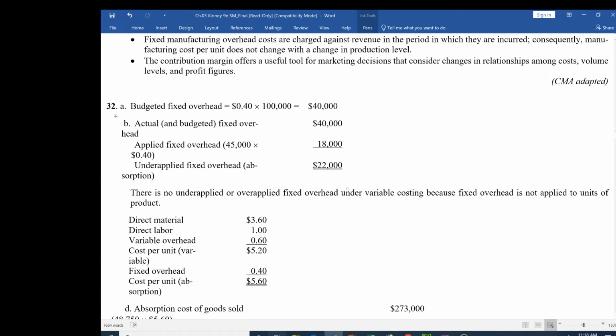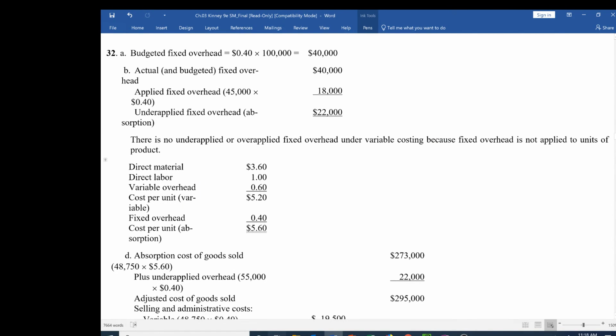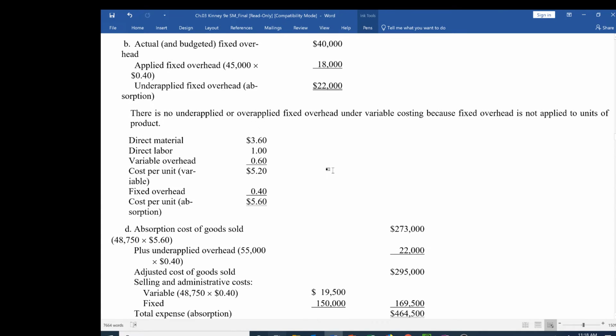The budgeted fixed overhead, they had to give you the 40 cents. Yes, they did. Okay. There is no under or over applied overhead under variable costing because fixed overhead is not applied to units of production. So there is no over or under applied under variable. But here we have your direct materials and labor and overhead. Cost per unit variable is $5.20. Now, when we put that 40 cents in, our cost per unit is $5.60.